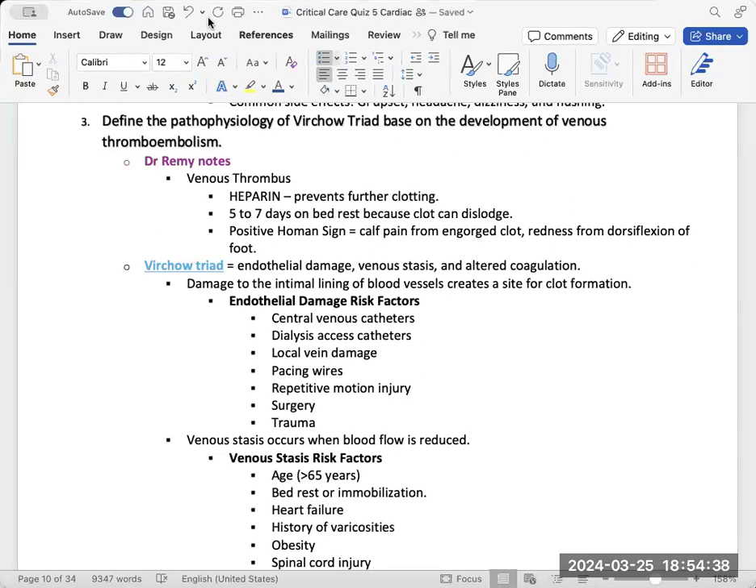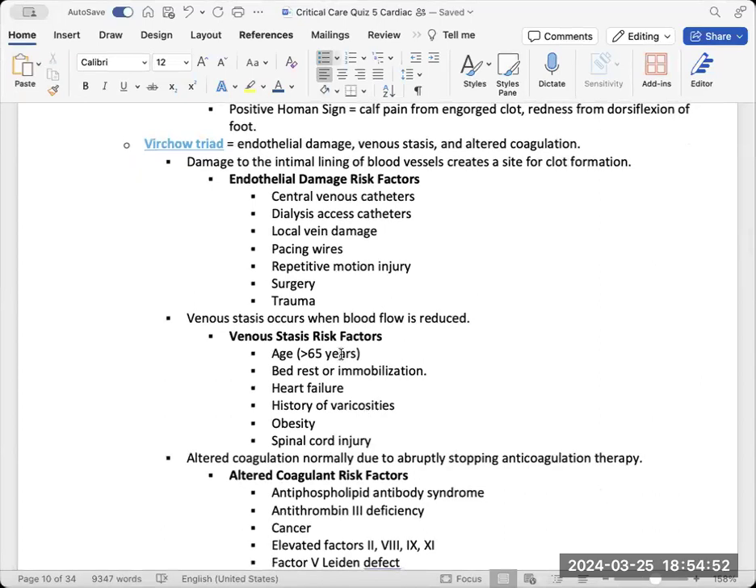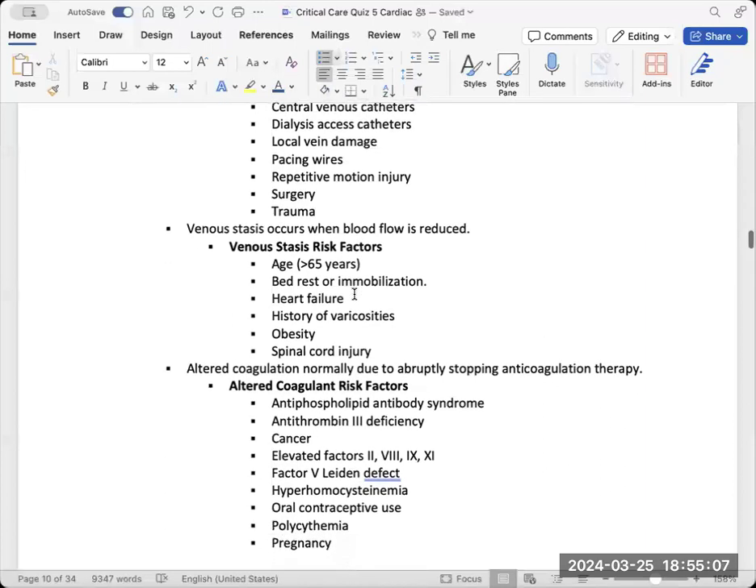So Virchow's triad has 3 things. Or Virchow, I don't know how to say it. Endothelial damage, venous stasis, and altered coagulation. So endothelial damage could be things like central venous catheter insertions, maybe vein damage, some problem with pacing wires, or some sort of trauma, right? Venous stasis is when the blood isn't going back to the heart somehow, right? And that could be because they smoke a lot, because they are on bed rest, or they're obese, or they're older in age, things like that.